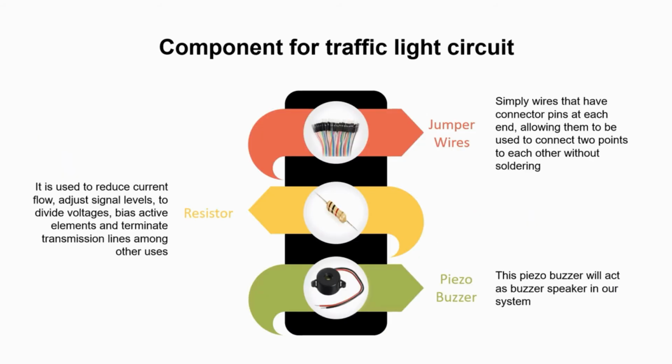The next component is the jumper wire. It is simply wires that have connector pins at each end, allowing them to be used to connect 2 points to each other without soldering. And also we have to use the resistor in our circuit because the resistor is used to reduce the current flow, adjust the signal levels, and so on and so forth.